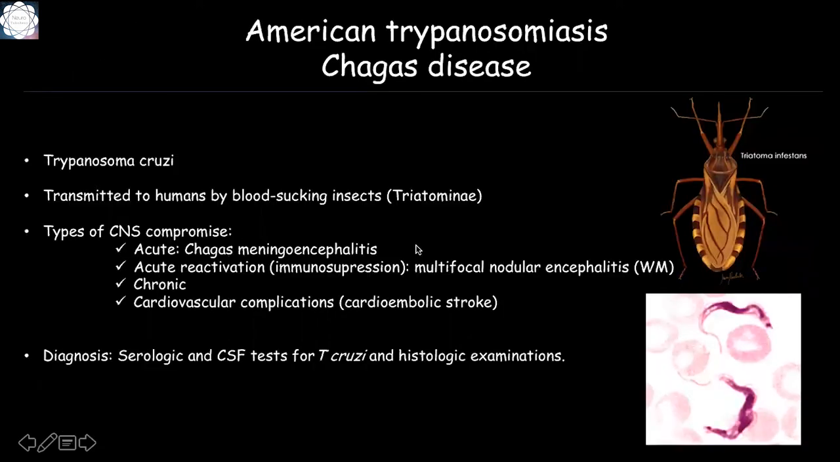Chagas disease is caused by the American trypanosoma, the Trypanosoma cruzi. The transmission is by the triatomine family, the kissing bugs, which we call here vinchuca. This vinchuca is an arthropod that infects humans by defecation at the site of its bites. And this disease has four forms in humans. The acute one, which is very frequently found in children. The acute reactivation, which is the most frequent, especially under immunosuppression.